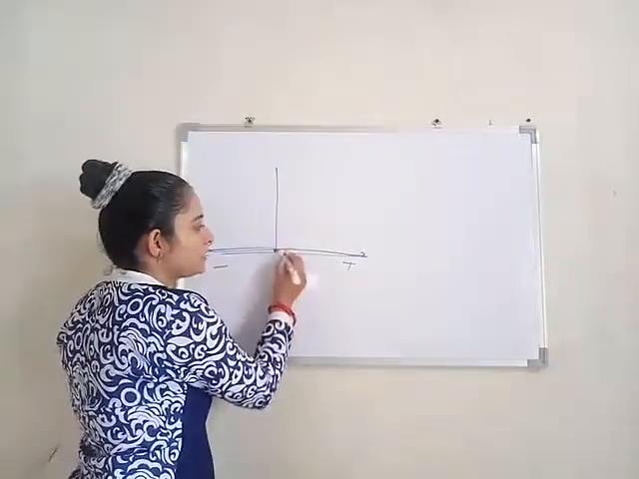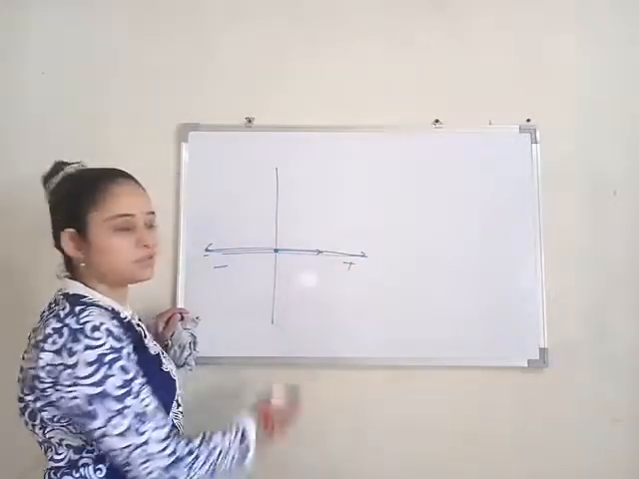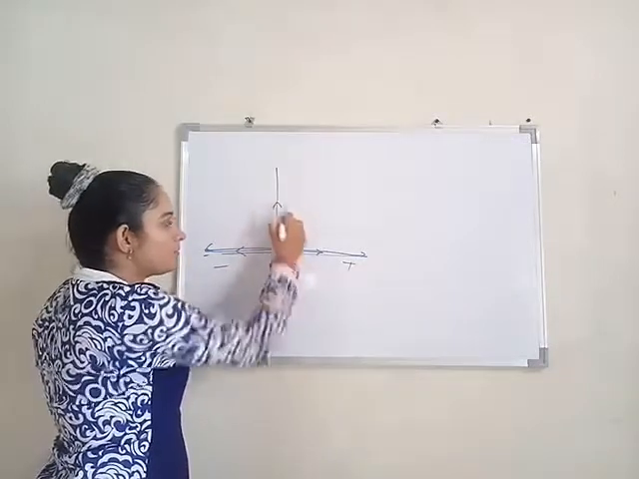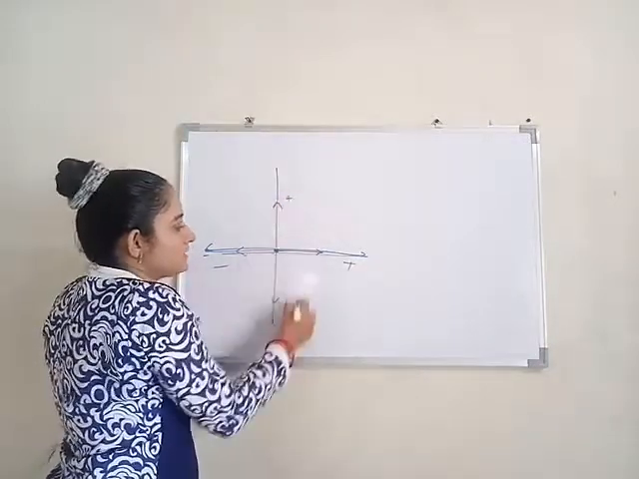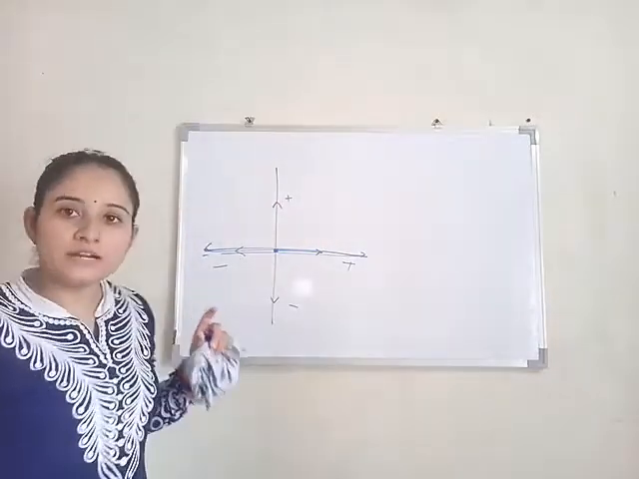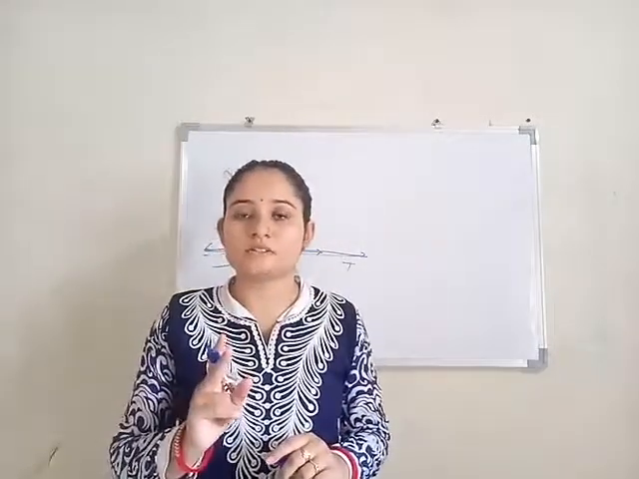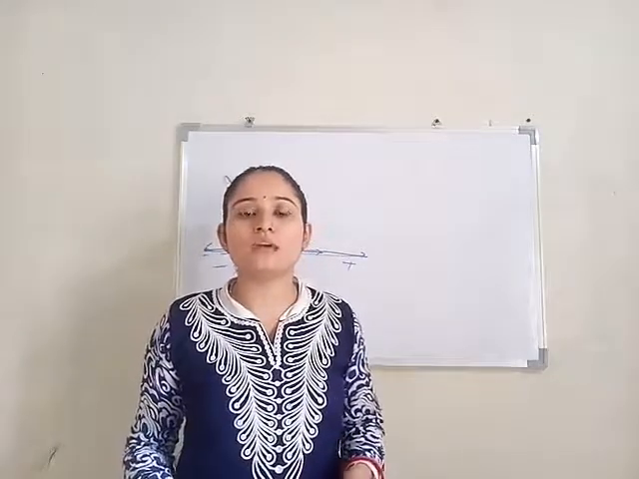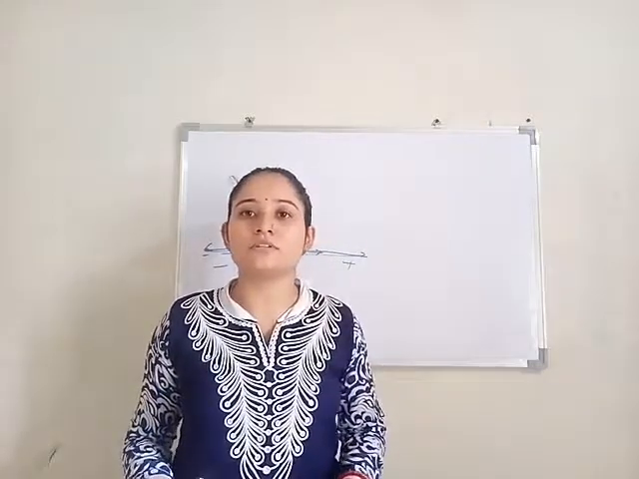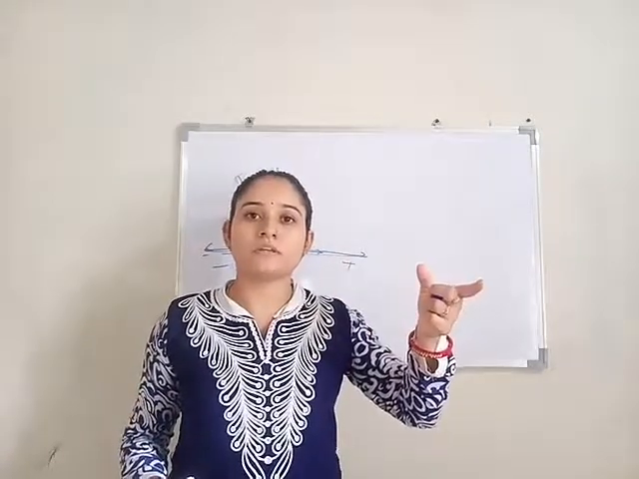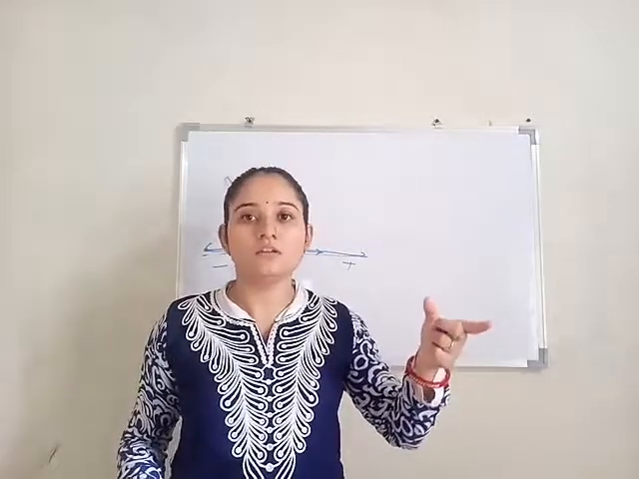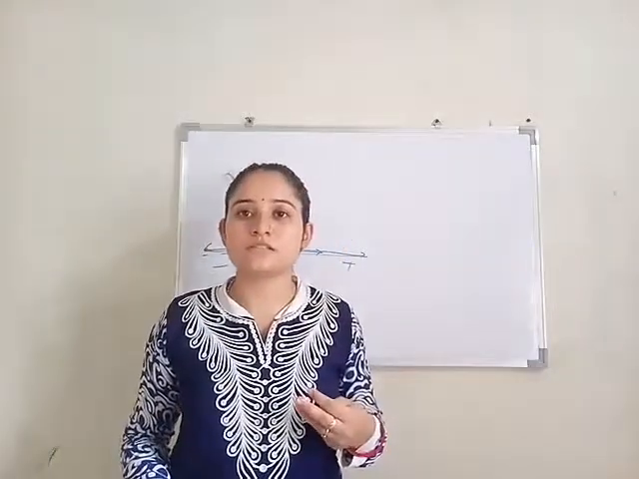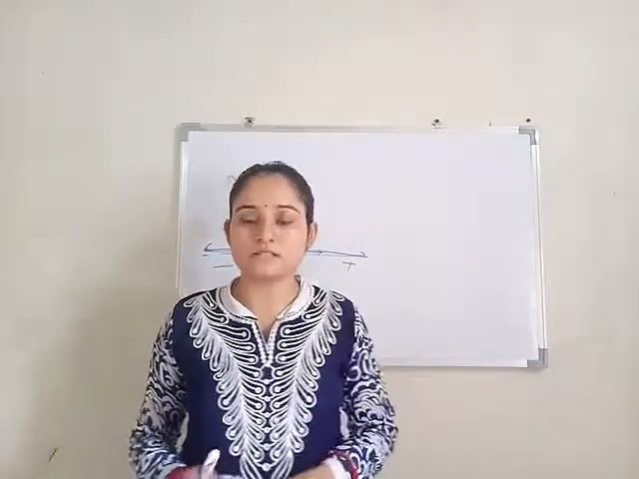If you are standing here and moving this side, this is the positive direction. This is the negative direction. If you want to move upwards and downwards, this is positive, this is negative. So in one dimension, there are two directions. Then comes two dimension. If we say two dimension, then one thing should come to your mind, that is a plane. A plane is two dimensional. And if we talk about three dimension, that is space.